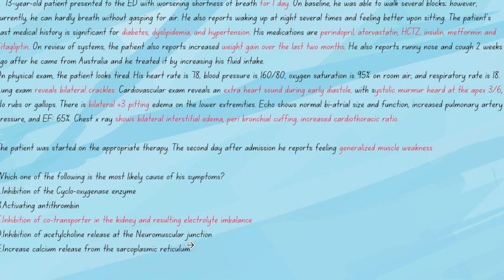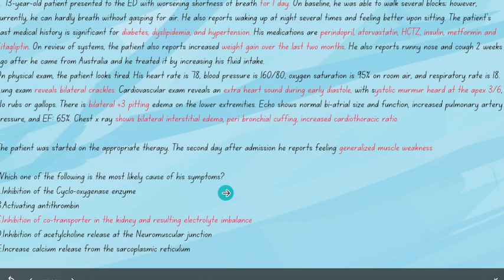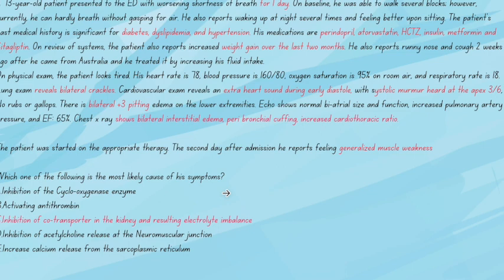Increased calcium release from the sarcoplasmic reticulum is, again, not a side effect of Lasix. It is a mechanism of digoxin. Digoxin increases contractility by increasing calcium release, so you have more calcium, and then that will lead to higher contractility of the muscle and increased ejection fraction.